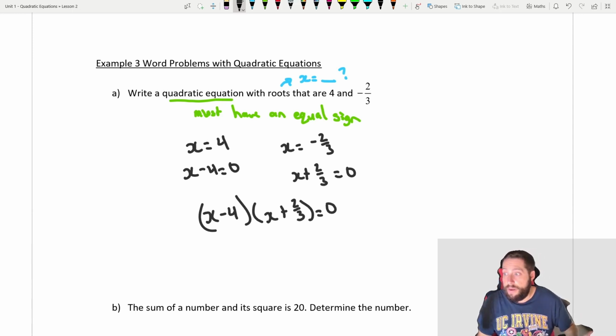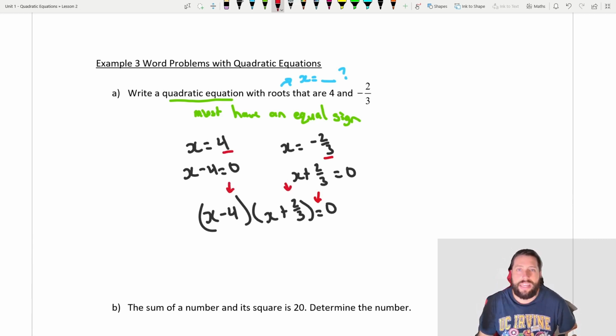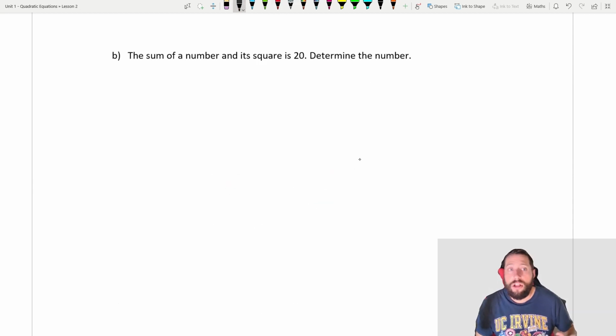Now we can expand the brackets. Or, before we do that, do we even need to do that? Have we satisfied the question? Have we answered it? Write a quadratic equation. Must have an equal sign. Well, I see an equal sign. There's one right there. With the roots of 4 and negative 2 over 3. And here are the roots, 4 and negative 2 over 3, represented in each bracket. So technically, we actually don't have to expand them. What I would like you to do is expand out the brackets and see what you get.